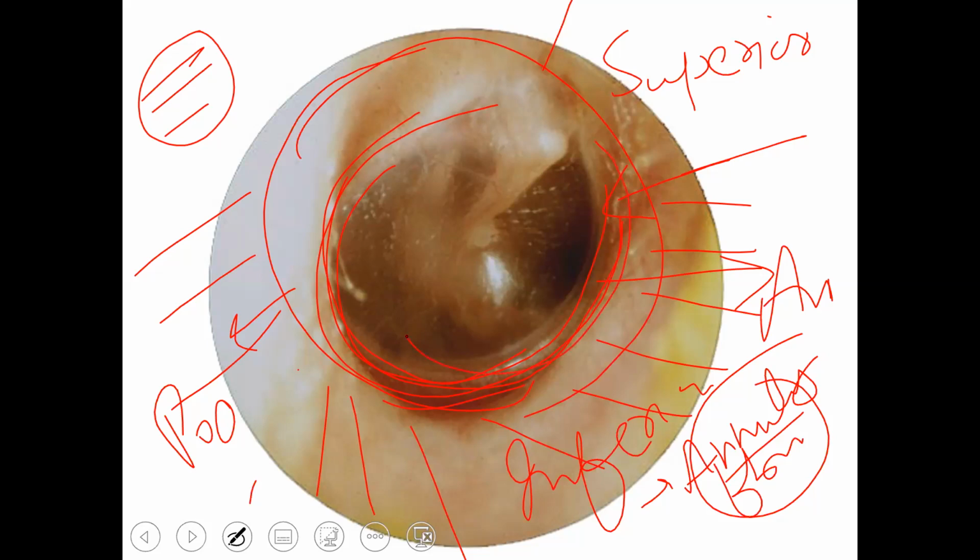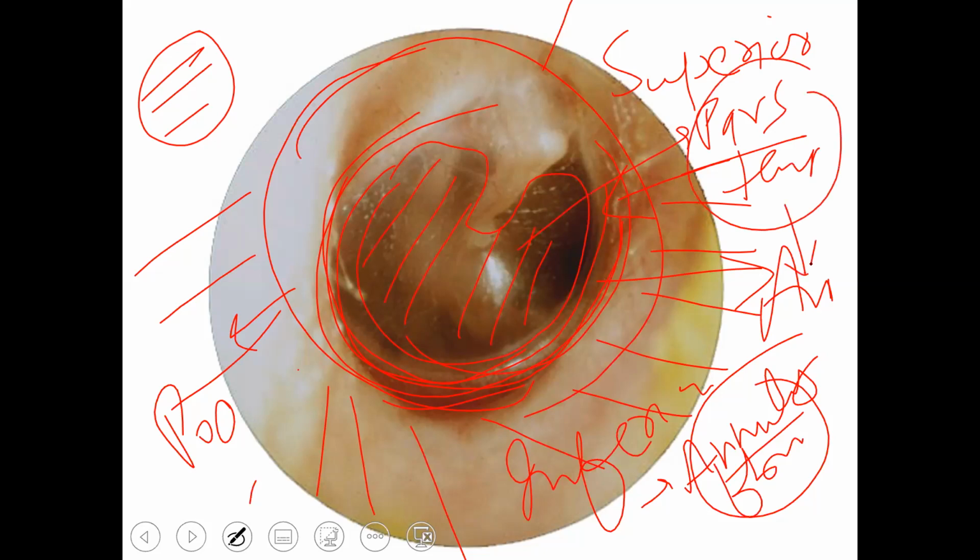So we have two major segments of the tympanic membrane. This is the large segment. This one is called pars tensa, and it forms the majority of the tympanic membrane. The upper part, this loose part, is called pars flaccida.